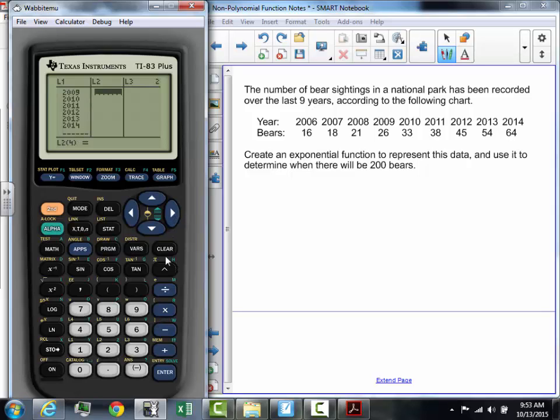Then I have to go over, and I have to type in how many bears there were in each of those years. So actually, oddly enough, 16 is already in the right spot. And 18, 21. You guys okay being able to get all this data typed in? Call me over if you struggle, okay? Just gonna kind of leave you for a bit then.